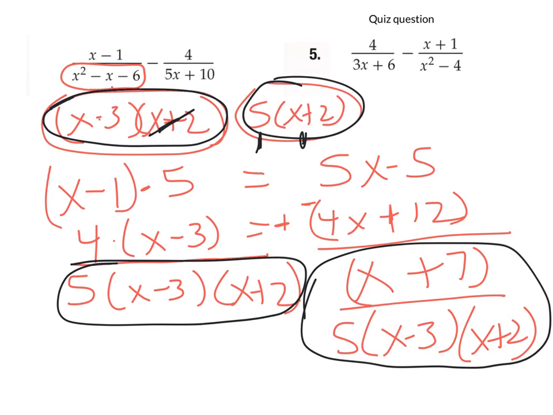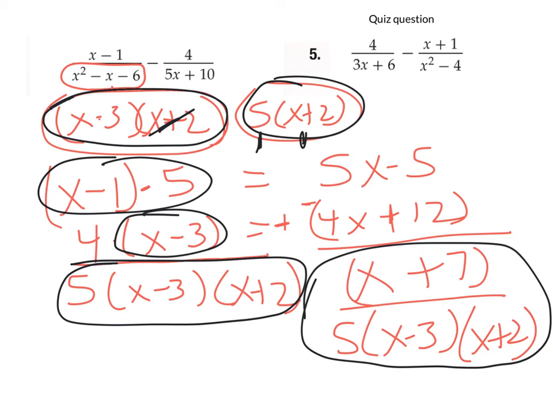Now I change the numerators by multiplying by what's missing from each part. So x minus 1 was missing a 5, so I multiplied it. And my 4 was missing an x minus 3, so I multiplied it. By multiplying it, I then subtracted to get my x plus 7.